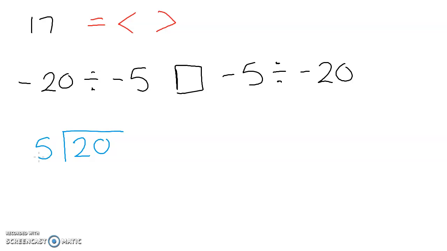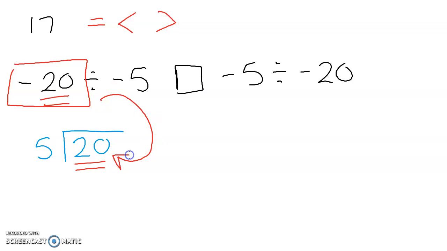Make sure you're putting the correct number underneath the little division house. The number that goes inside the division house always comes first. The first number in a division problem is what will go inside. Okay, so make sure you're setting it up correctly.